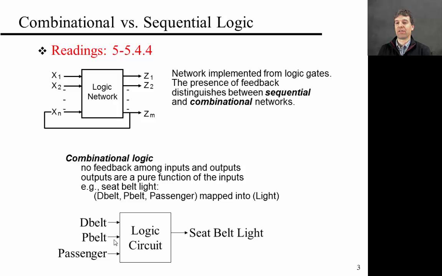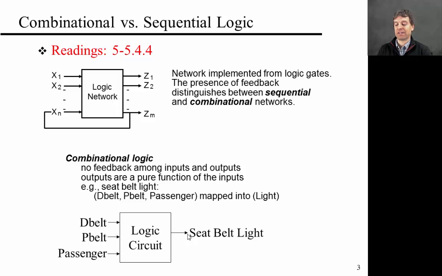A very simple example that I think we've seen in the first lecture is a controller for a seatbelt light, where the seatbelt light should be on if the driver belt is not in, or the passenger belt is not in and the passenger is present. There's no electronic feedback between the light and the passenger. Hopefully there's some sort of feedback through the person who will put in their belt.